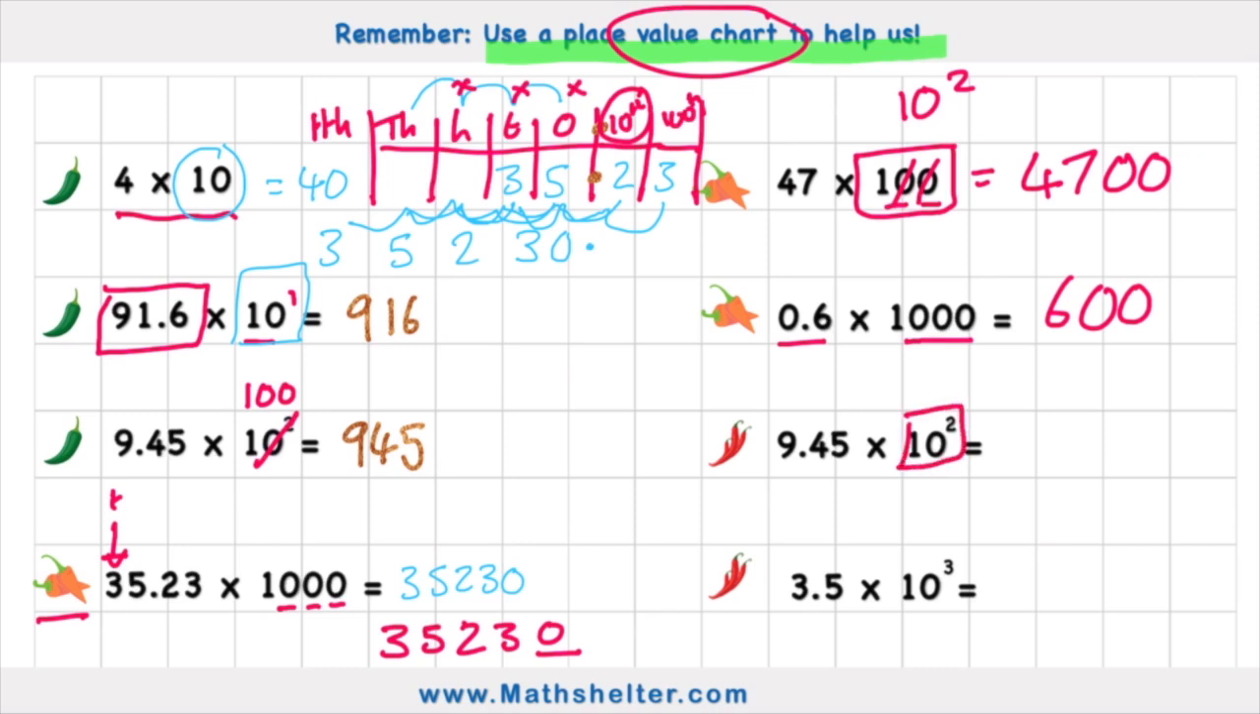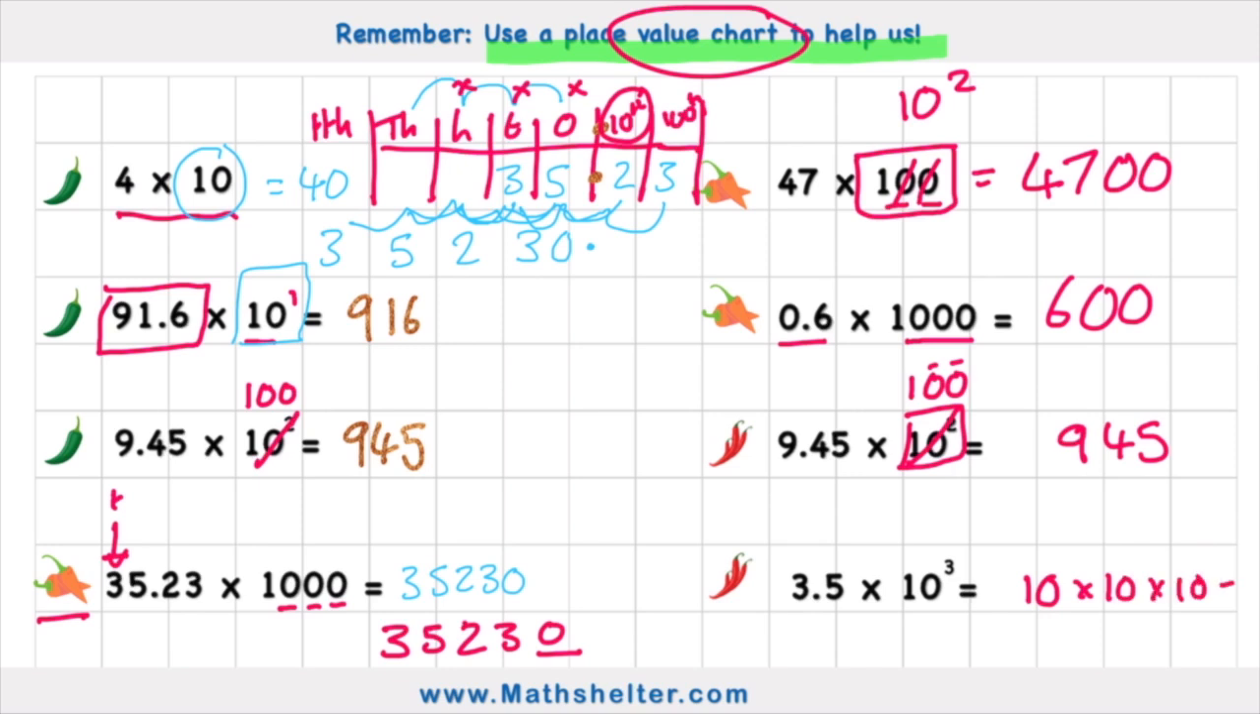10 to the power of 2, we've just established, is the same as saying 100. 100 has 1, 2 zeros. 9.45, moving everything forward 2 places, is 945. Now we have our first 10 to the power of 3, but it's no harder. All it means is 10 times 10 times 10, which is 1,000. So we know this 10 to the power of 3 is 1,000.